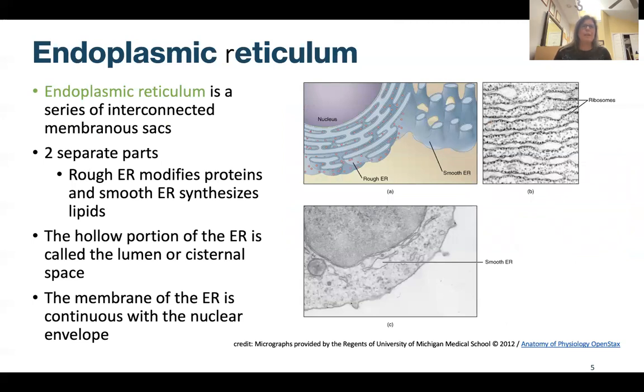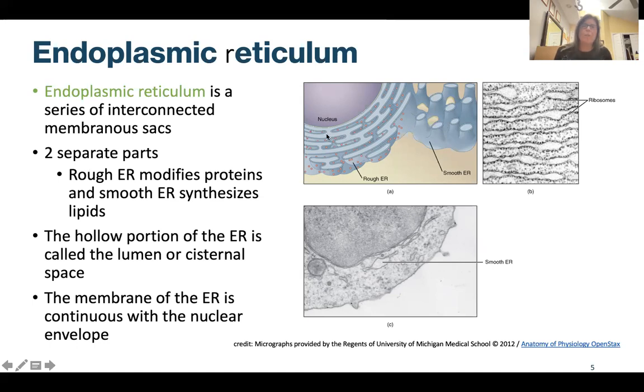The endoplasmic reticulum is a series of interconnected membranous sacs. We have two parts. We have the rough ER, which I often call the RER, the rough endoplasmic reticulum. You see it looks rough. It has these red little bumps on it. Those are actually ribosomes. And then we have the smooth ER, which does not have the ribosomes.